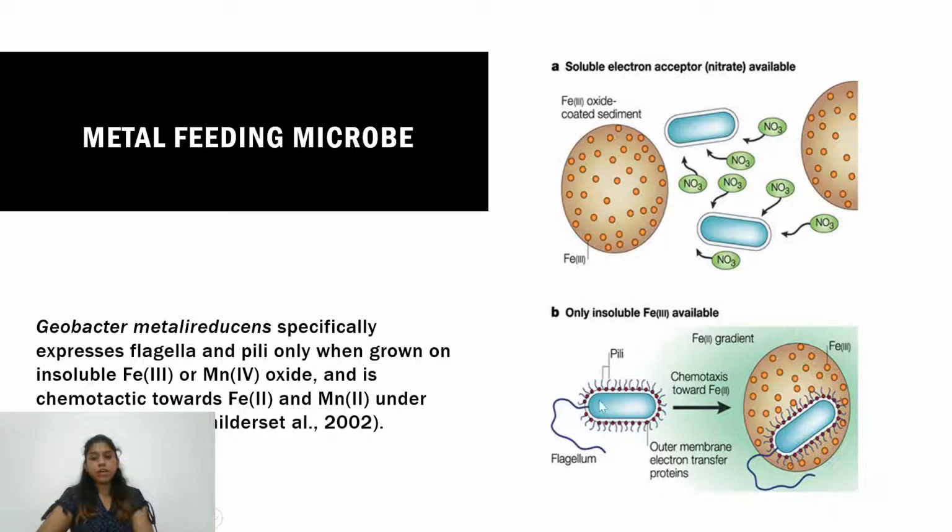So this is pili and flagellum, and this grows only in the presence of insoluble Fe3. Here these are insoluble Fe3, and they grow only in the presence of that. And here they are giving nitrates, and we see that this does not form pili or flagellum, and they do not move. So they start moving only towards the Fe3, and they are chemotactic. Therefore, they are chemotactic towards Fe3. So this is another specific example case where people have looked at how this microorganism will specifically grow in the presence of insoluble Fe3.